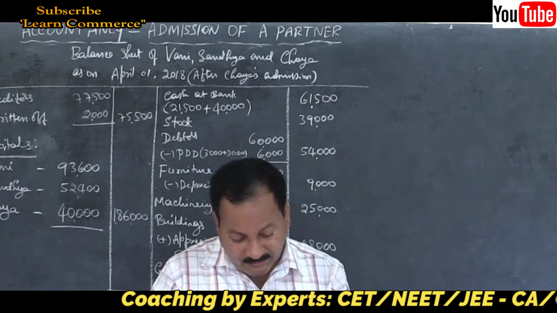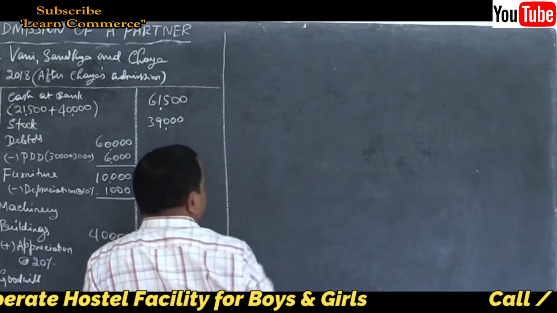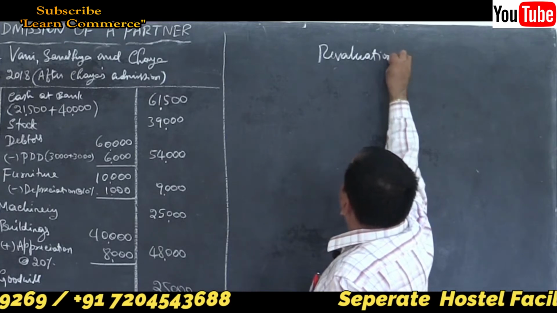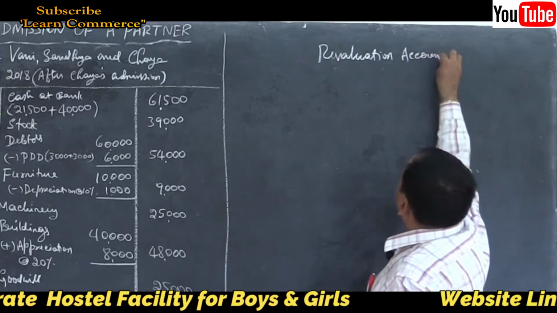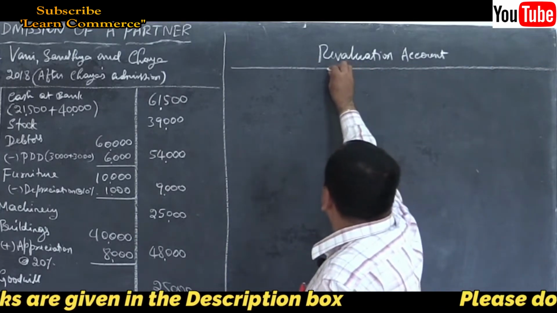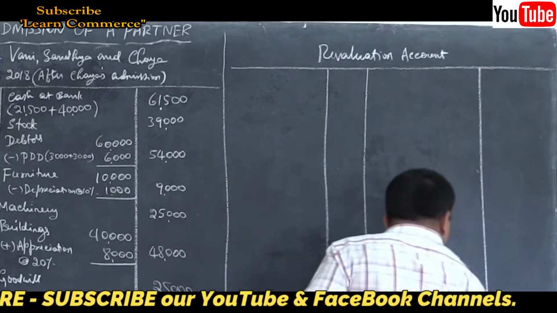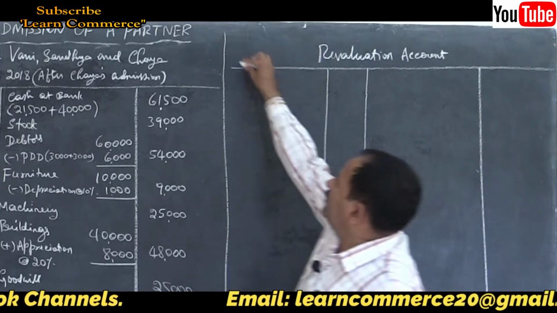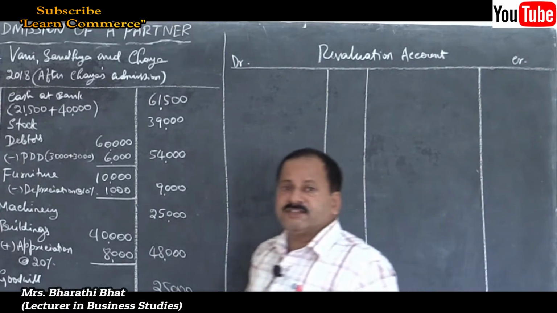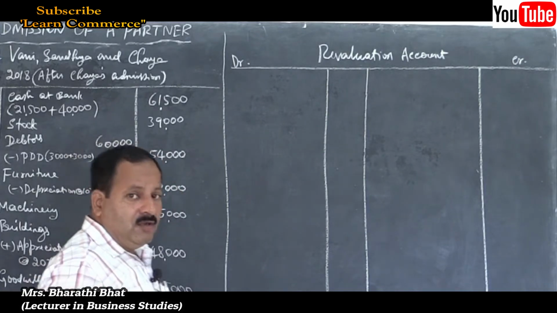So that's what we have to do. Let us prepare the revaluation account first. Revaluation account, I'll solve here. Write the column headings. Don't forget to write column headings. Debit, credit, it is an account, so there must be debit and credit. Particulars, amount in rupees, particulars, amount in rupees. Write it. Let me start.